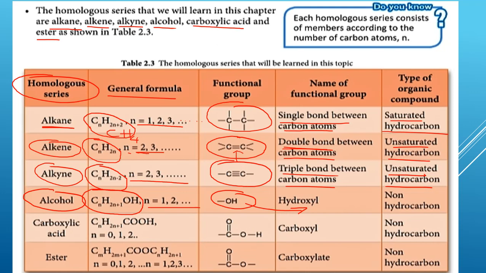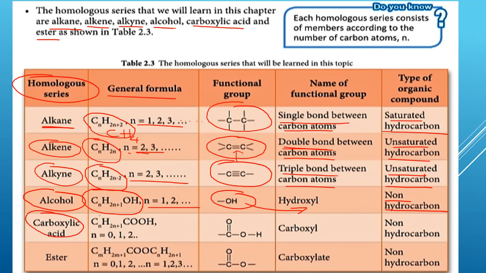So the types of organic compound is a non-hydrocarbon. If you still remember what is hydrocarbon, it is a compound that consists only hydrogen and carbon. Okay, but here for alcohol dia juga ada O, oxygen. So this is non-hydrocarbon.